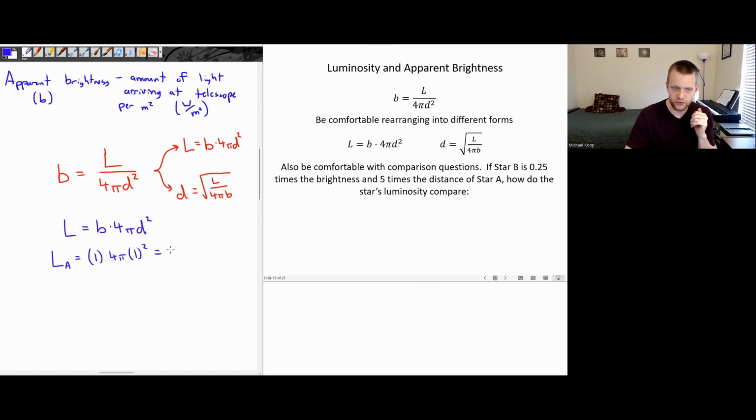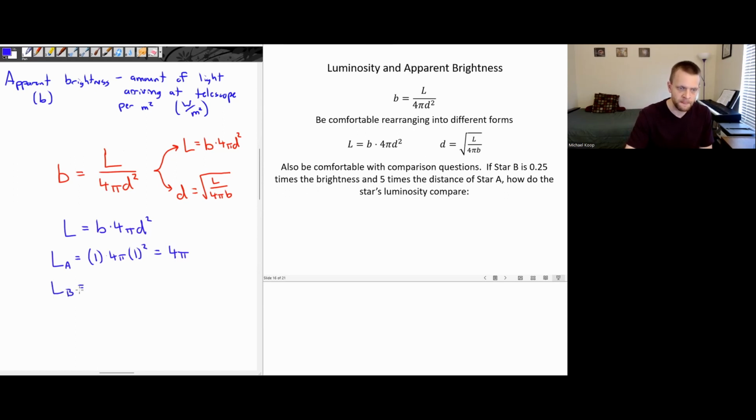So if I multiply this out, I'm just going to get 4 pi. I'm not even going to bother multiplying out what 4 pi is. Basically 1 times 4 pi times 1 squared is just 4 pi. So that's our original case. And then we want to look at our new case. What is star B doing?